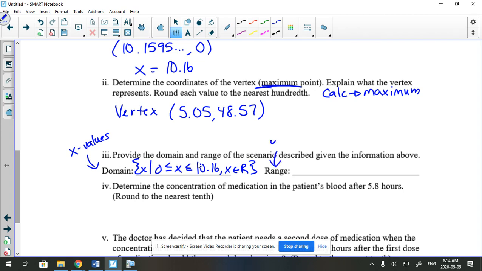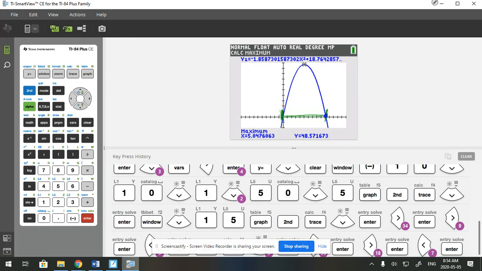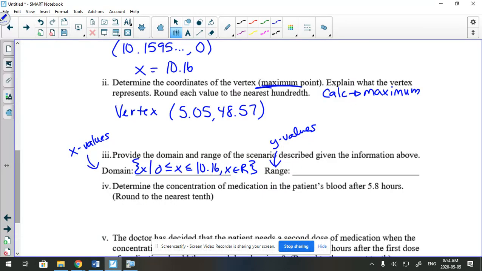Range has to talk about your y values. A similar idea, we're going to look on our graph here. You can see the highest my y will be is right at that vertex, which we figured out is 48.57. And the lowest my concentration will be is technically 0. So this is the range that is applicable in the context of this question. My range is going to be y such that y is between 0 and 48.57. That's the domain and range. Okay, a couple more questions.